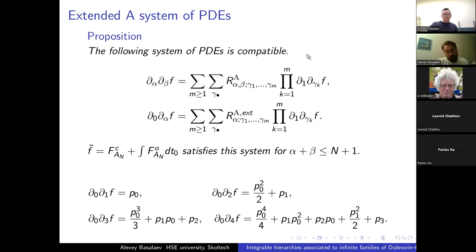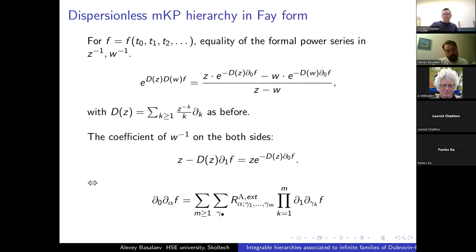And in that way, one also gets a system of commutant PDEs. And this system of commutant PDEs actually corresponds to the dispersionless modified KP hierarchy.